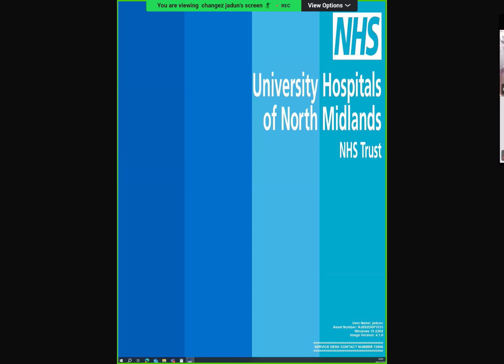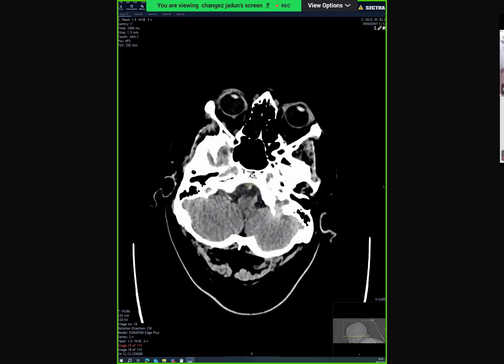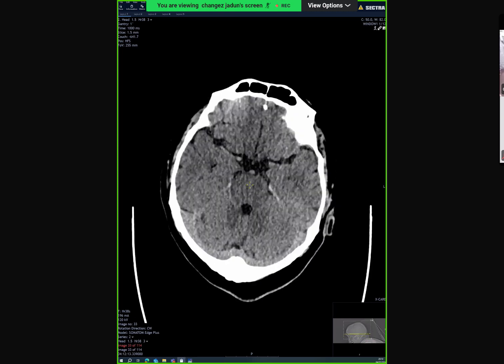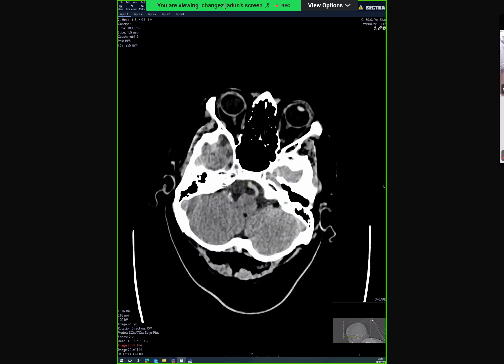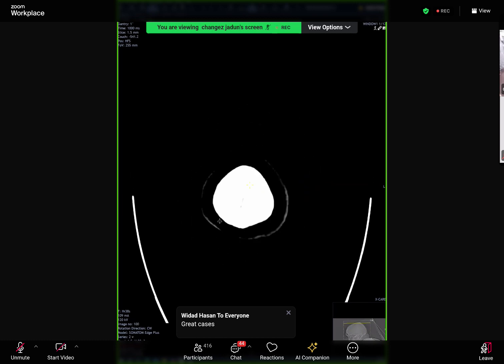A patient presents to the hospital with left-sided weakness and slurred speech, and gets a CT scan. But the CT scan does not show much. I will show you the CT scan, just for your baseline.